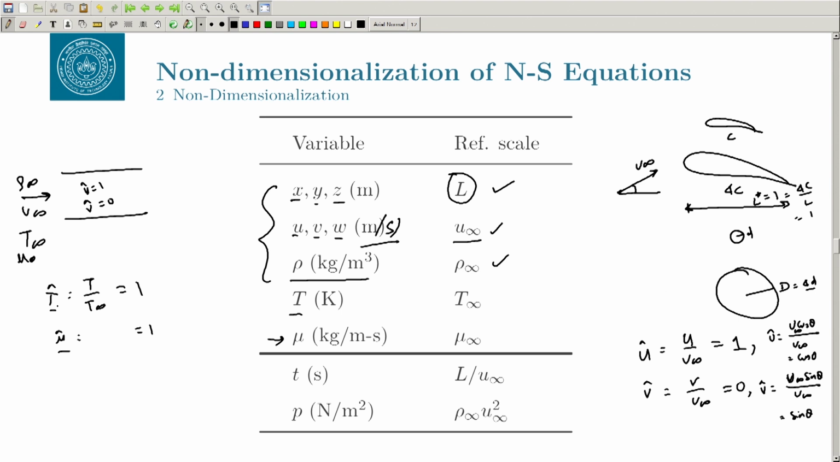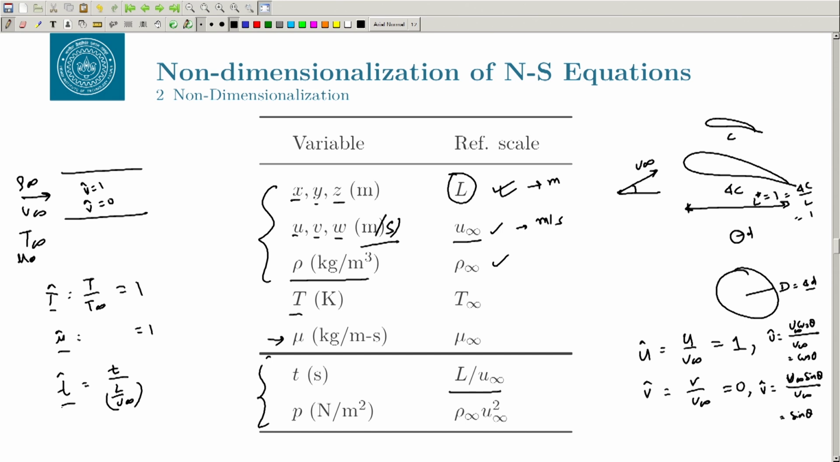Now, you have the derived quantities also. Since you have non-dimensionalized L and U also, you can derive time, non-dimensionalized with respect to L by U infinity. What is the dimension of U infinity? It is meter per second, L is meter. So if you do L by U infinity, that will be second. So you can non-dimensionalize this, t hat will be t by L by U infinity. This is your t hat.